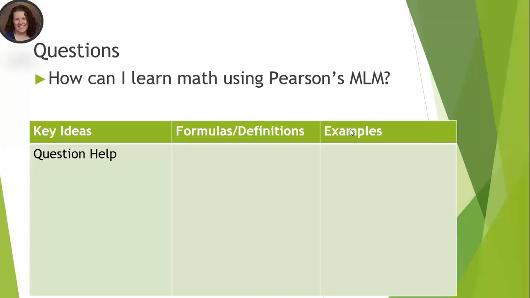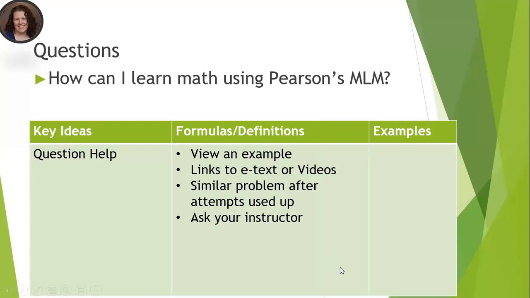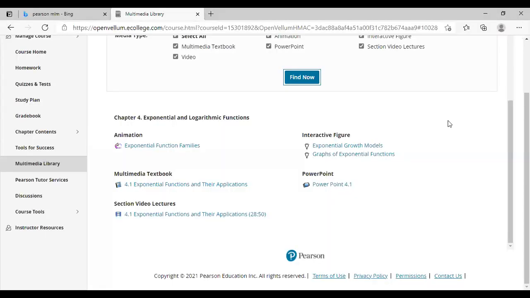The next resource you want to use is the question help. The question help is found in the specific homework problems. The question help is beneficial because it gives you the option to see an example. It gives you direct links to the text and the videos for the section for that specific problem. And it gives you the option for similar problems after you've used up your 3 attempts. Each question has 3 attempts and then you need to click a similar problem. And it gives you the option to ask your instructor.